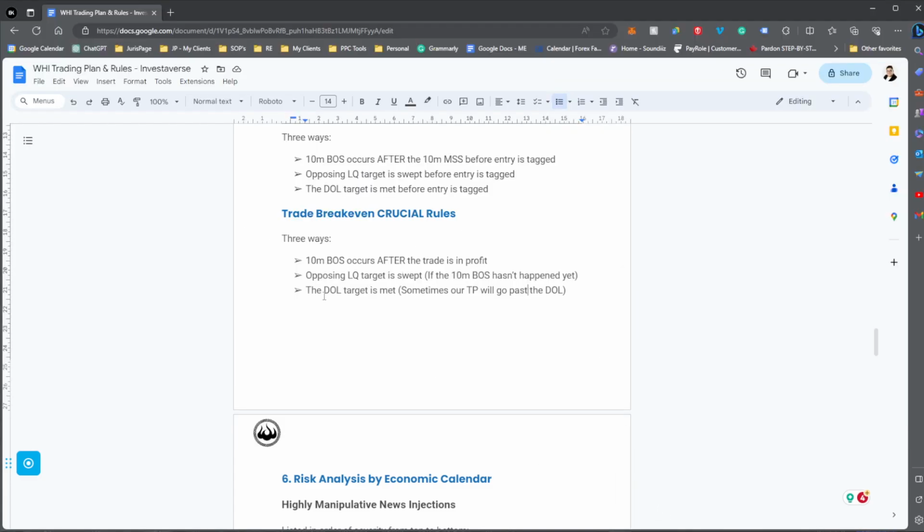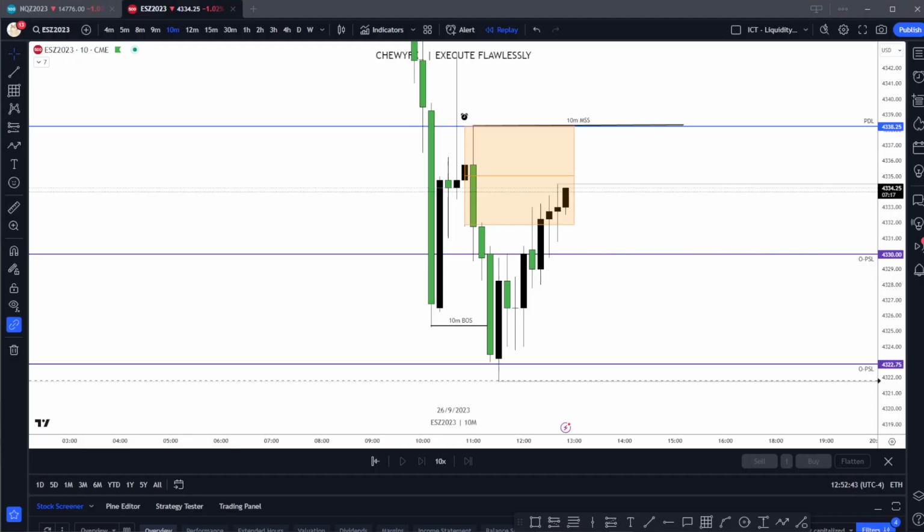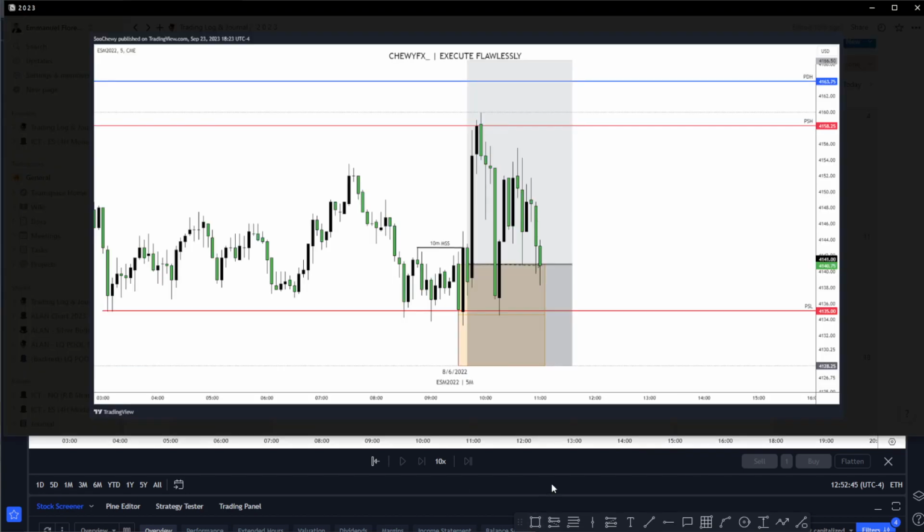And then, of course, the more obvious one: if the drawn liquidity target is met, then that also invalidates. Well, it doesn't invalidate, sorry. It causes the trade to be set to break even. The reason I say that is because in this trade, you can see that the take profit is slightly past the draw on liquidity target, which is completely fine for this model. I have it set up so that it's not really about the liquidity targets. It's more about maximizing how much the market can potentially move.